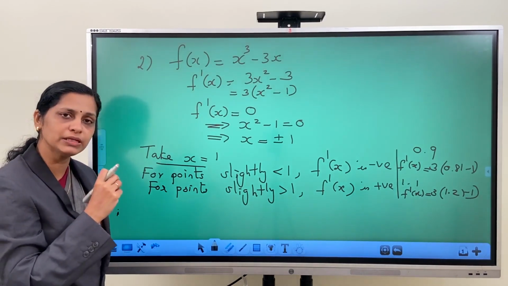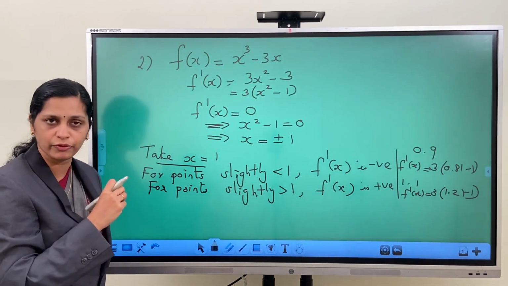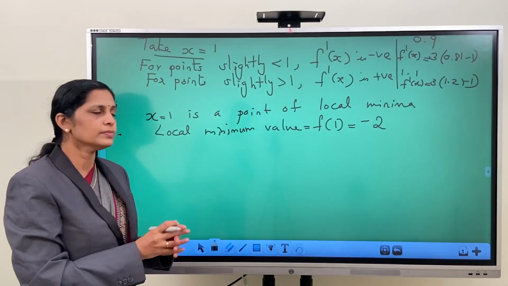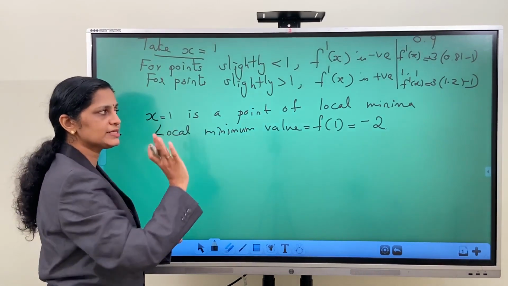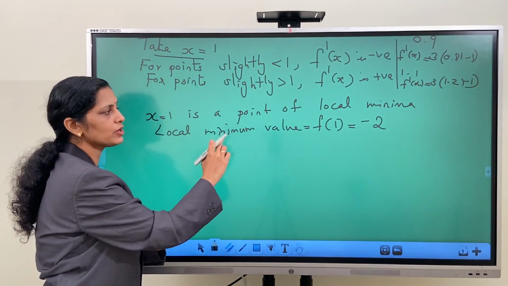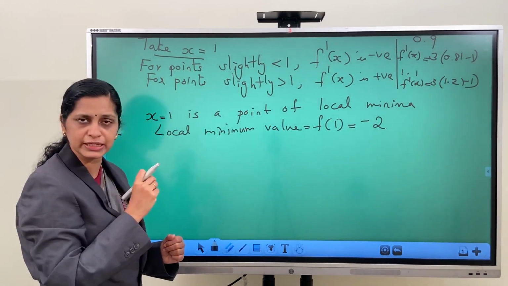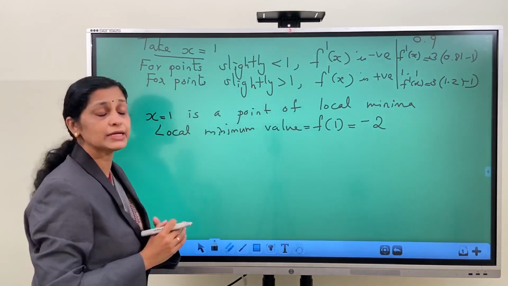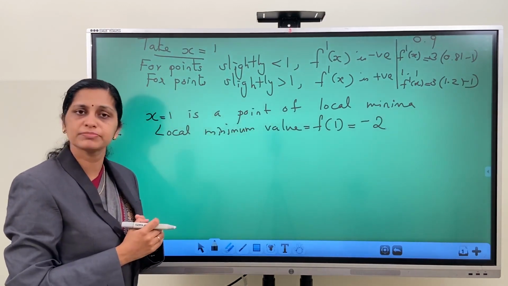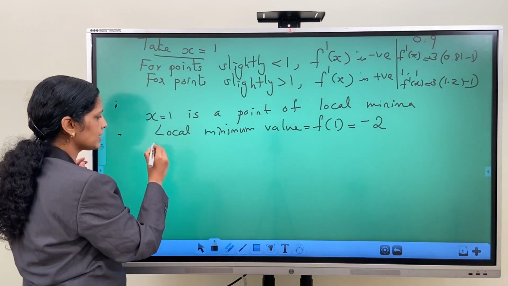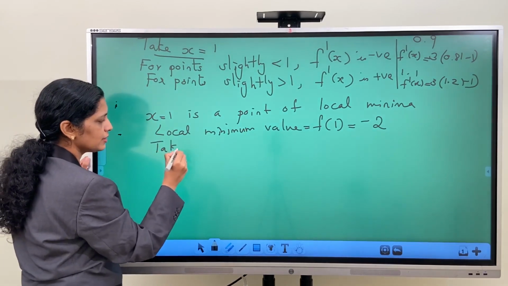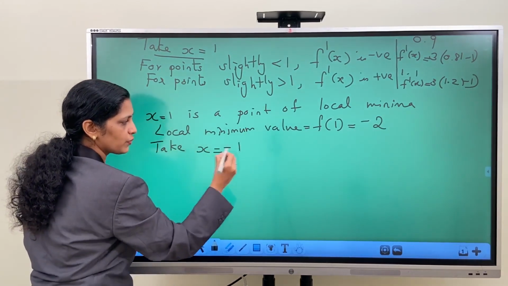And the local minimum value is f of 1. Therefore, x is equal to 1 is a point of local minimum and the local minimum value is f of 1. In the function, you have to give 1 for x, then we are getting the minimum value as minus 2. Then consider x is equal to minus 1.